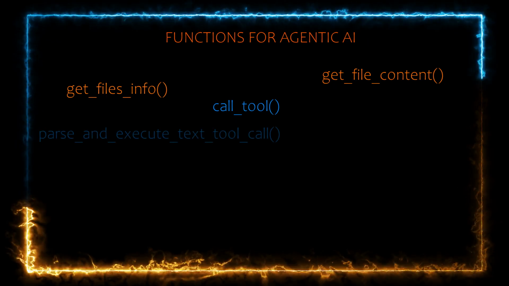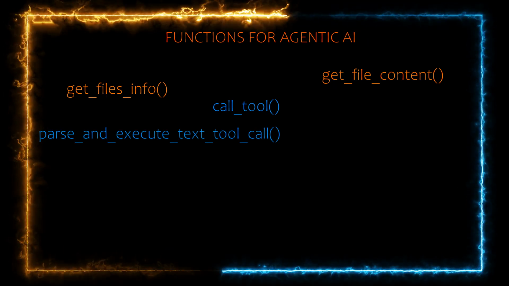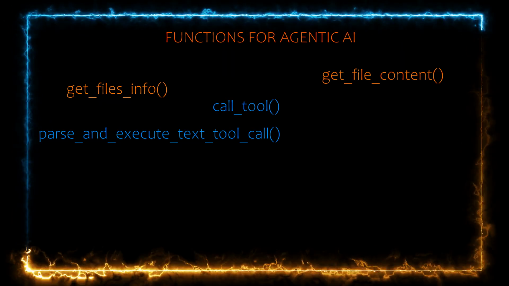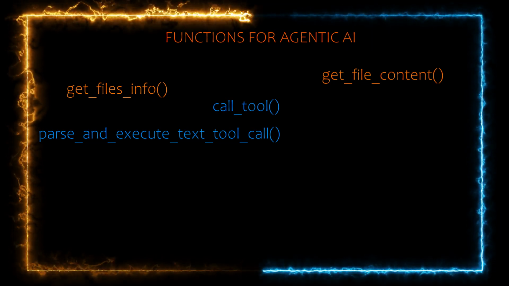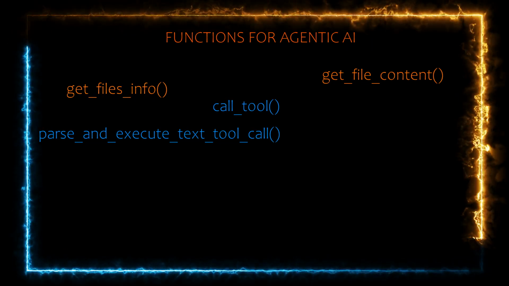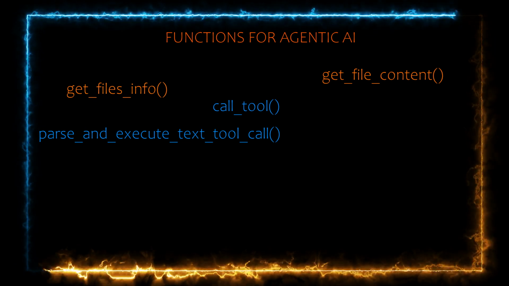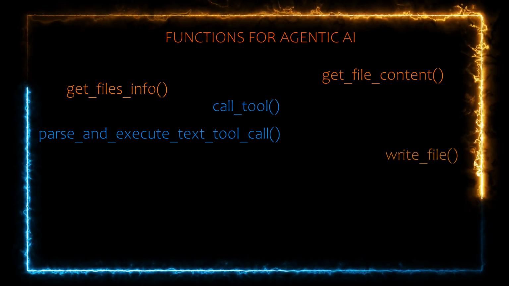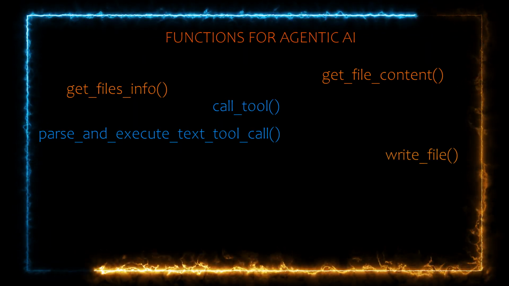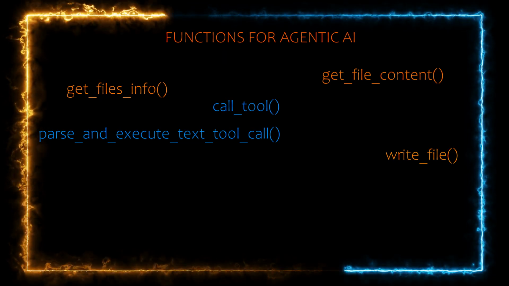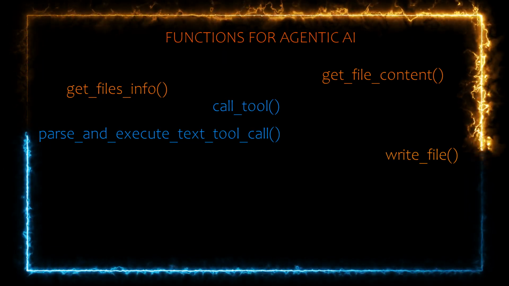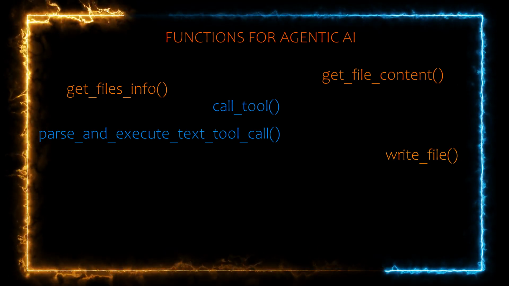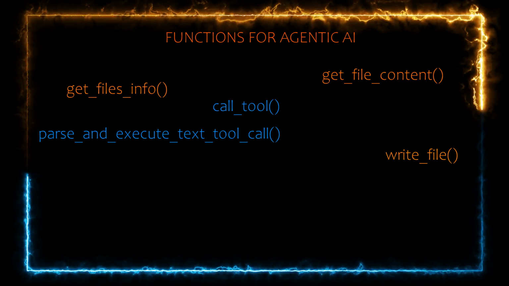parseAndExecuteTextToolCall parses a text-based tool call from the LLM response using regex, extracts the function name and arguments, executes the tool, appends the result to the message array, and returns true if a tool was called or false if it's a final response. writeFile writes content to a file at a path relative to the working directory, creates parent directories if needed, validates the path stays within the working directory, and returns a success message or an error if writing fails.